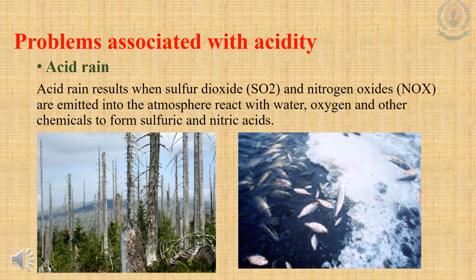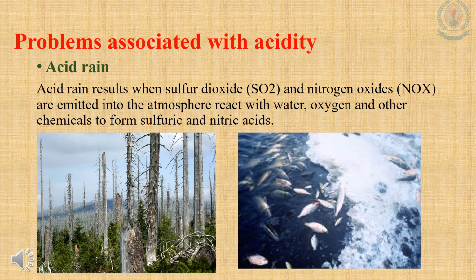Do you know how these sulfur dioxide and nitrogen oxides come into the atmosphere? When we burn fossil fuels to generate electricity, sulfur dioxide and nitrogen oxide come from electric power generators, and when we use vehicles and heavy equipment, they also cause the release of sulfur dioxide and nitrogen oxide. This causes acid rain.